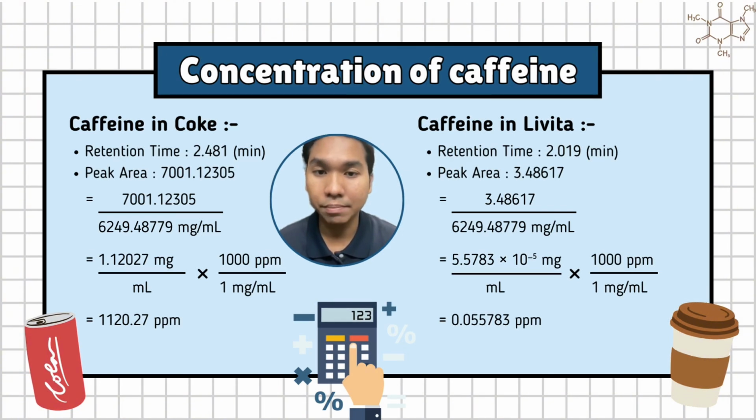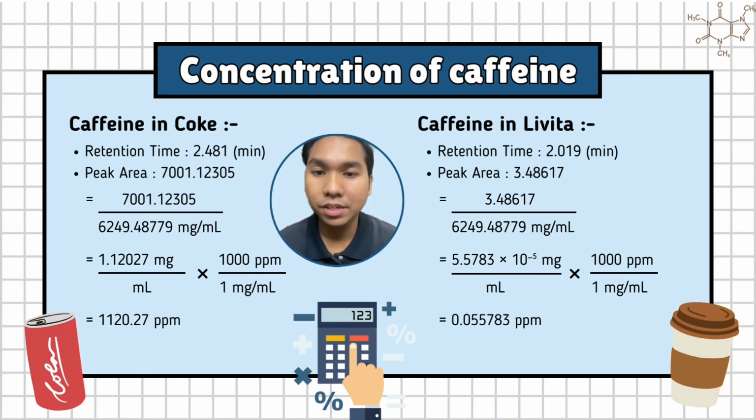Starting with the Coke sample, we use the formula for caffeine concentration. Divide the peak area of caffeine in Coke, which is 7001.12305, by the RF value we calculated earlier. This gives a value of 1.12027 mg per milliliter. To convert this to parts per million, or ppm, we multiply by the conversion factor, which is 1000 ppm per 1 mg per milliliter, resulting in a caffeine concentration of 1120.27 ppm in the Coke sample.